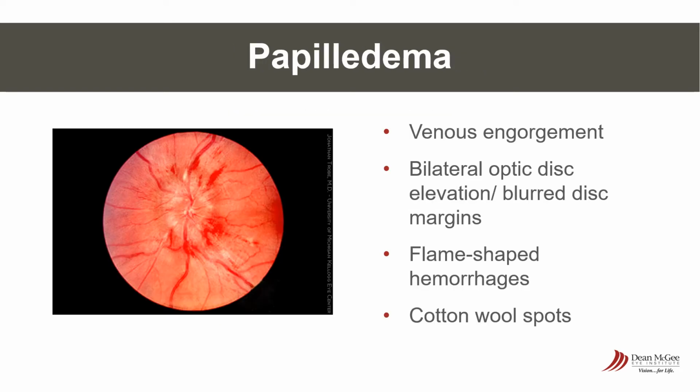In papilledema, increased intracranial pressure causes bilateral optic nerve head swelling. There is venous engorgement with bilateral optic disc elevation. The nerve will have blurred margins. There can also be flame-shaped hemorrhages and cotton wool spots surrounding the nerve.